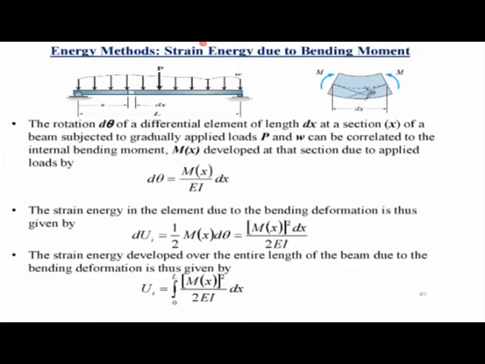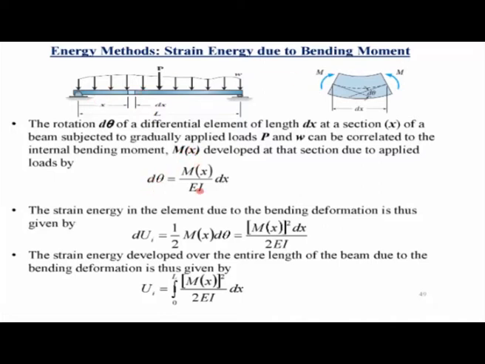Now, if you have a beam subjected to some external load, it will have a bending moment at various sections. If you consider a small section of the beam which undergoes a rotation d theta and has a length dx, at a distance x from the left end of the beam, then the moment due to the external load is given by Mx at the distance x.